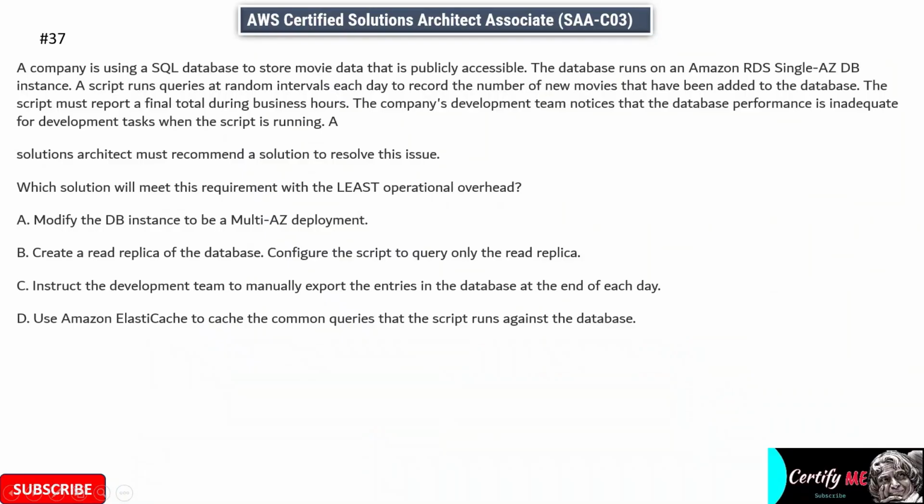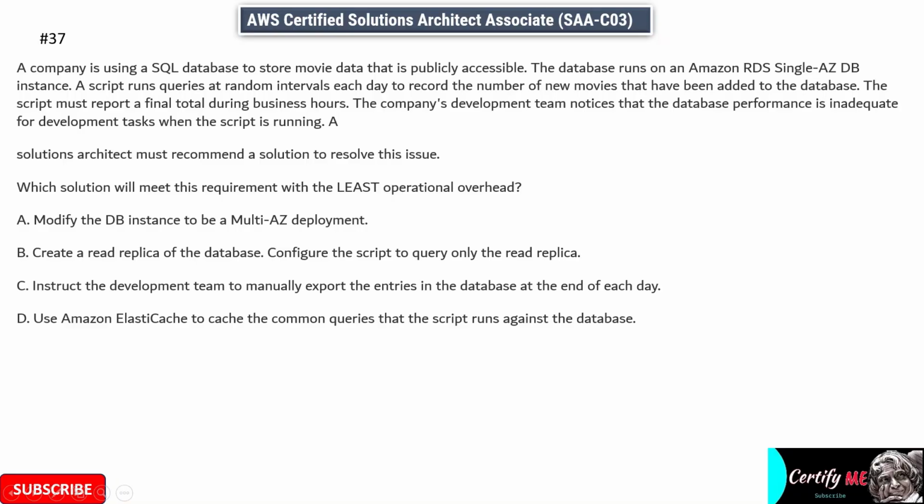A company is using a SQL database to store movie data that is publicly accessible. The database runs on an Amazon RDS single-AZ DB instance. A script runs queries at random intervals each day to record the number of new movies that have been added to the database. The script must report a final total during business hours. The company's development team notices that the database performance is inadequate for development tasks when the script is running.